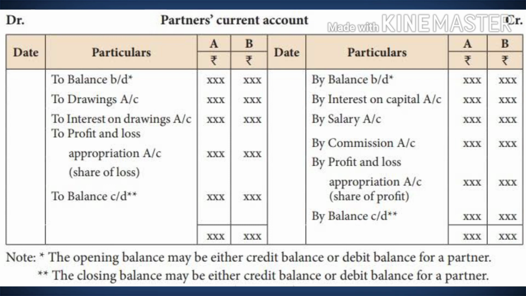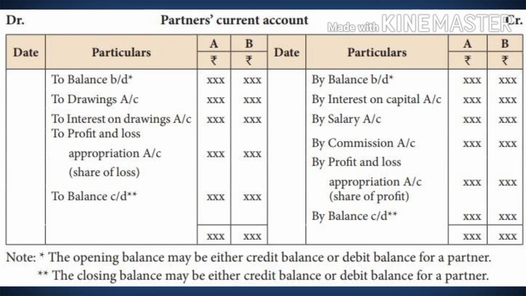Then the debit side. All expenses or losses of a partner are shown on the debit side. Here, to drawings account, to interest on drawings account, the partner has to pay back the amount to the business. Along with the drawings, the partner has to pay interest. So, it is the expense of the partner, so it has to be debited. And also, share of loss is debited here to profit and loss appropriation account. That is a loss of the partner, so it has to be debited.